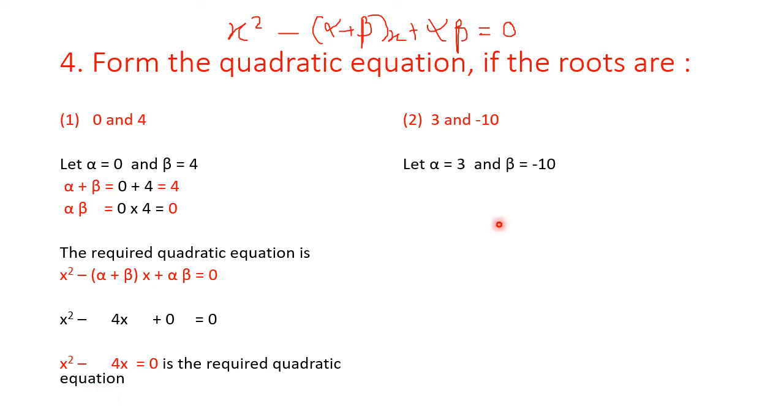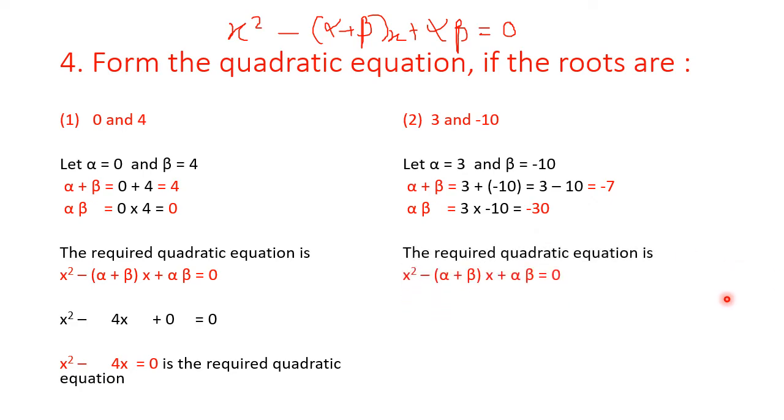We solve the next sum in the similar manner. Alpha is equal to 3 and beta is equal to minus 10. That's what I consider. Then to form the equation, I need to find out what is alpha plus beta and what is alpha into beta. So alpha plus beta means 3 plus minus 10. Plus into minus is minus, so 3 minus 10 is minus 7. Similarly, alpha into beta is 3 into minus 10, which is equal to minus 30. I hope this is understood.